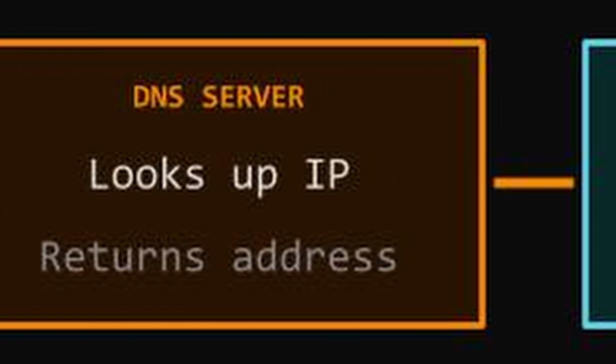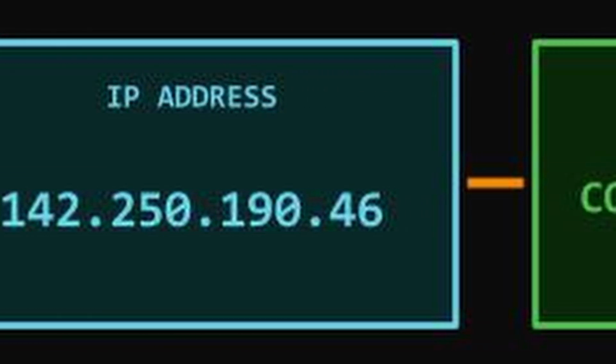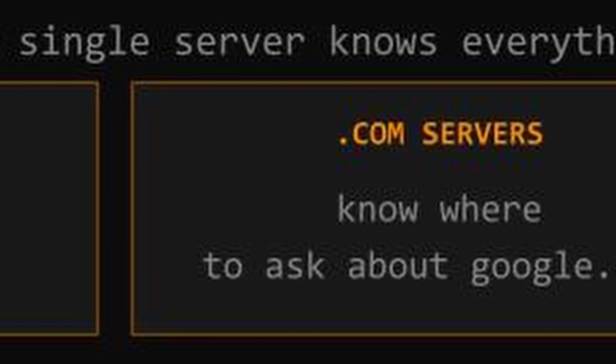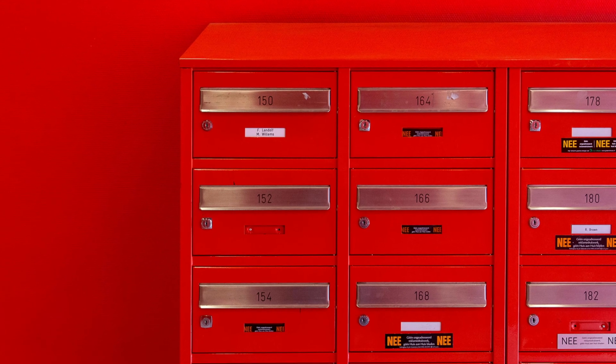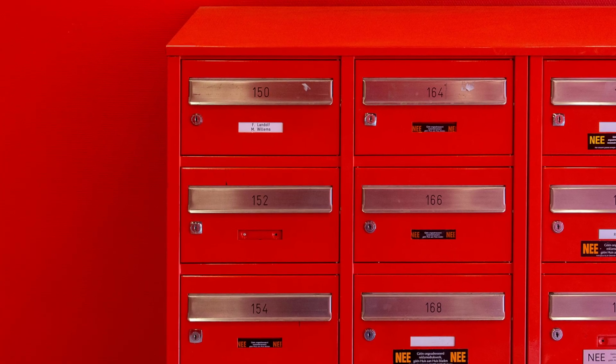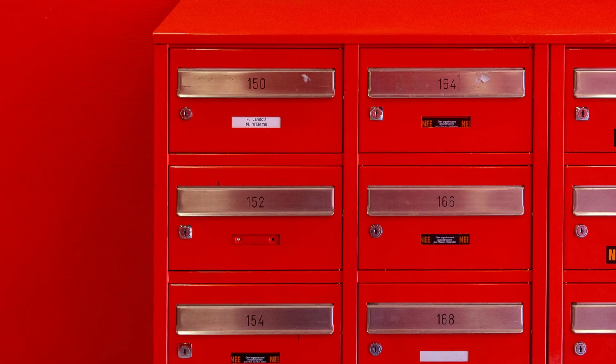You type google.com, your computer asks a DNS server, what is the IP for google.com? DNS replies with a number. Your computer connects to that number, all in milliseconds. You never see it. And here's the elegant part. DNS is not one giant computer. It's a hierarchy. Root servers know where to ask about .com. .com servers know where to ask about google.com. Google servers know the exact IP. Like asking the post office about the street, they direct you to a city office, which directs you to the neighborhood office, which knows the exact address. Without DNS, you would have to memorize IPs for every site you visit. The modern web wouldn't exist.